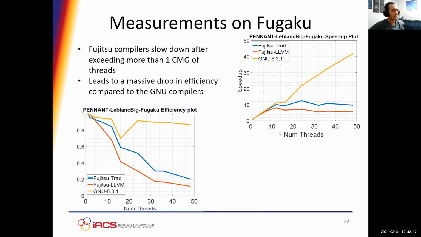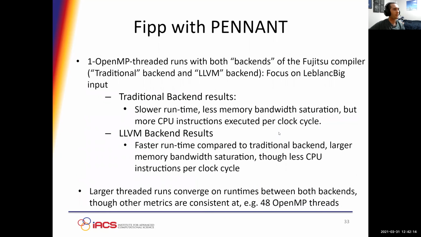On the next slide, I also ran Pennant through the Fujitsu Instant Performance Profiler, hence the acronym FIP, particularly with the one OpenMP thread runs. This one just happens to be the most interesting because of that large dichotomy we saw back on slide 31. With the traditional backend, we see a slower runtime combined with a smaller memory bandwidth saturation, but more CPU instructions executed per clock cycle.